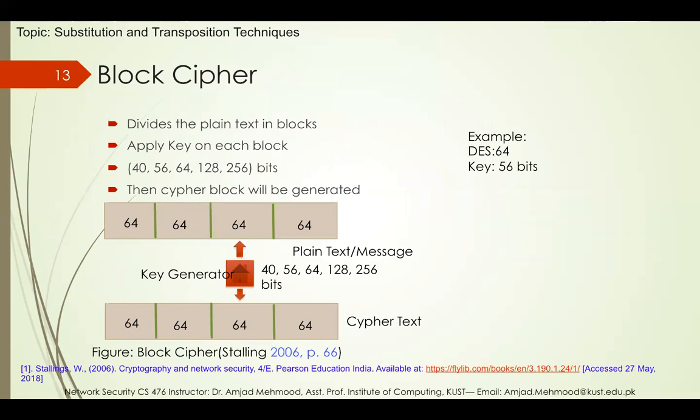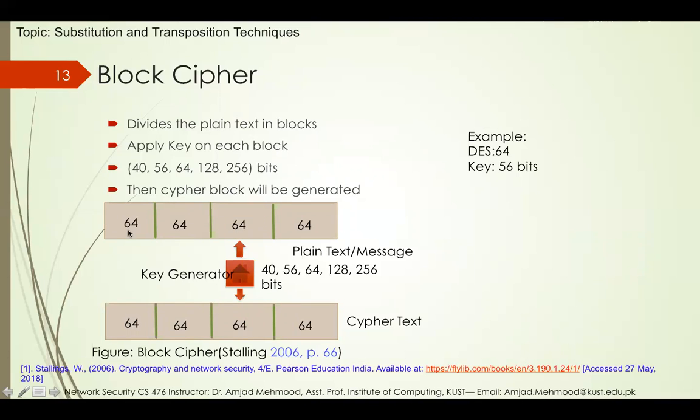Before starting today's lecture, I will give you a brief overview of the block cipher. As we studied in our previous lecture, we have studied stream cipher. In a stream cipher, the processing was done on each bit, whereas in a block cipher, processing will be done on blocks.